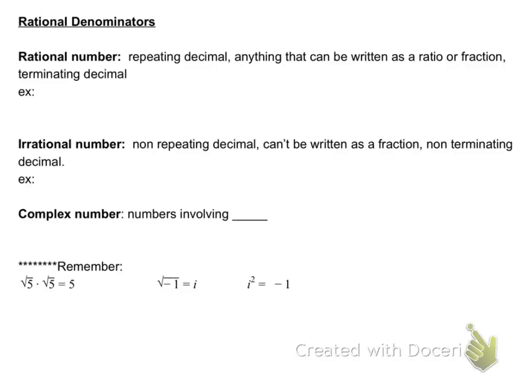Geotrig, this is lesson 10, day 2. So we're going to talk about rational denominators. First of all, a rational number is anything that can be written as a ratio or a fraction, including repeating decimals and terminating decimals.